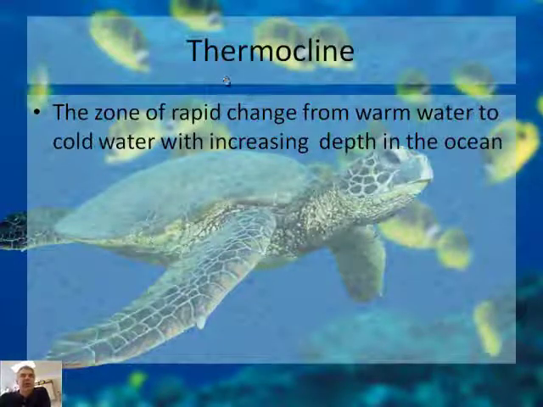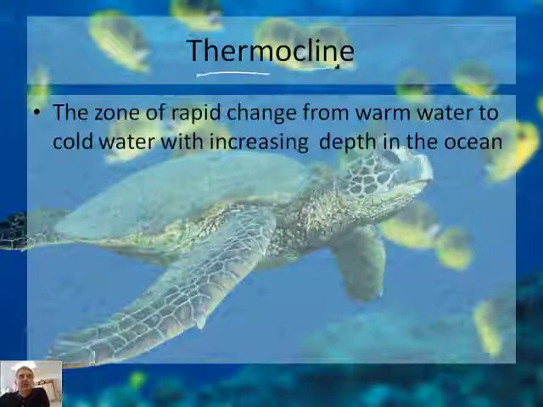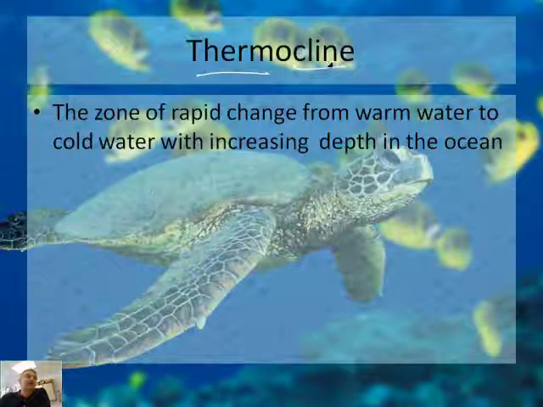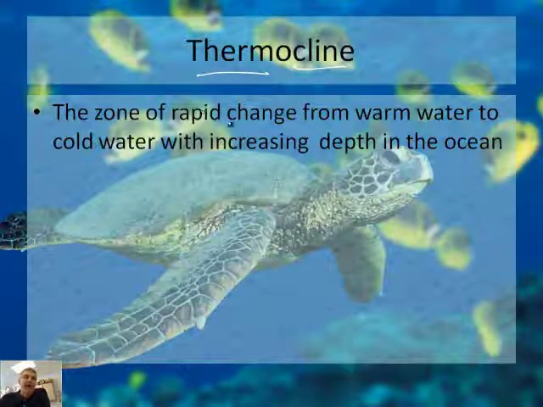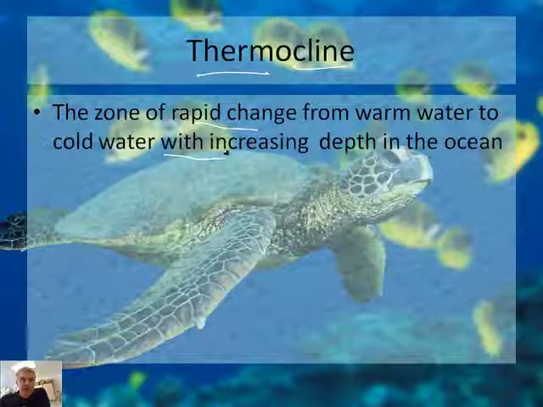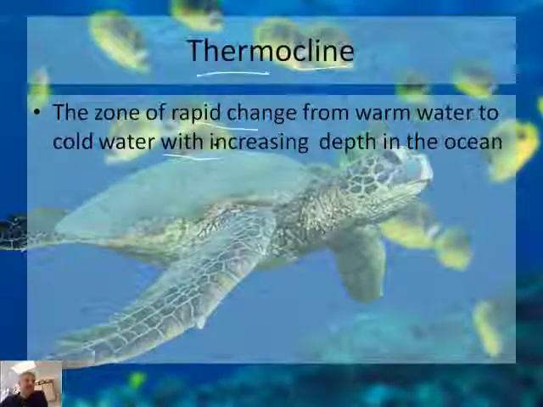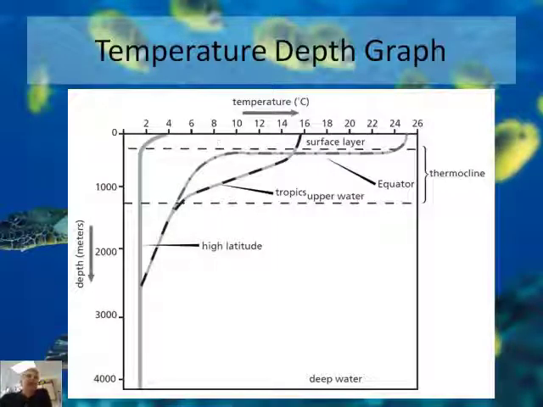All right. Now, let's talk about some more scientific words. There's a word called a thermocline. Thermo means heat, and cline means change. So it's a change in temperature. So the zone of rapid change from warm water to cold water with increasing depth in the ocean. Now, write that down, but I think the graph's going to help you to illustrate that the best.